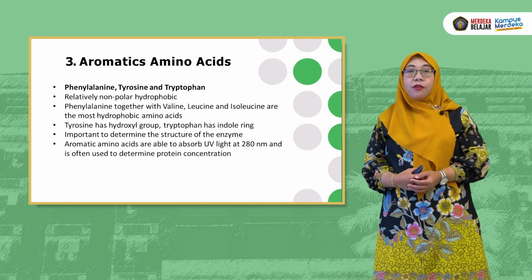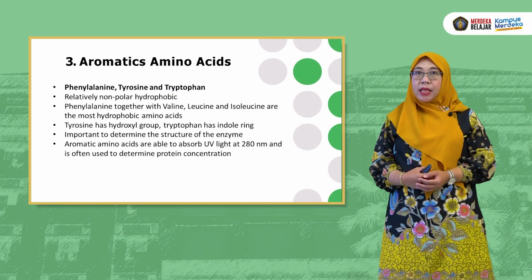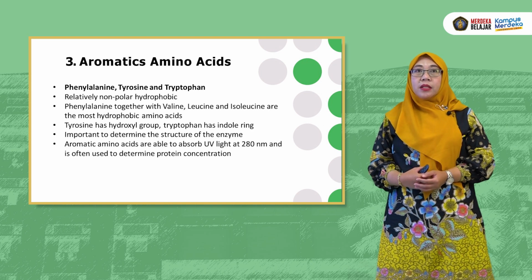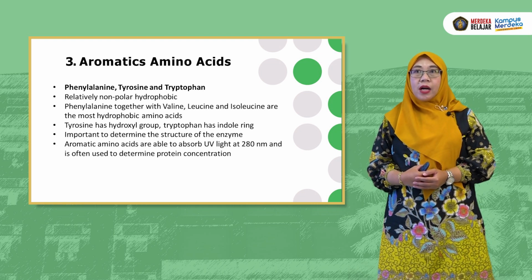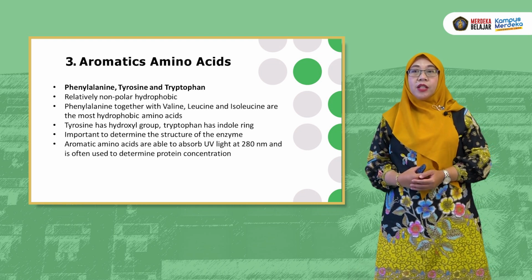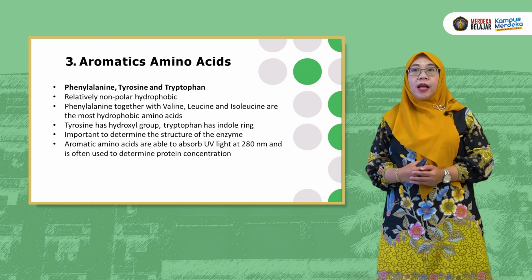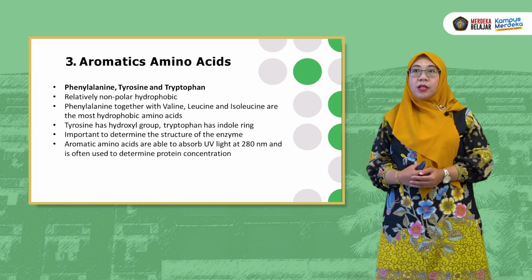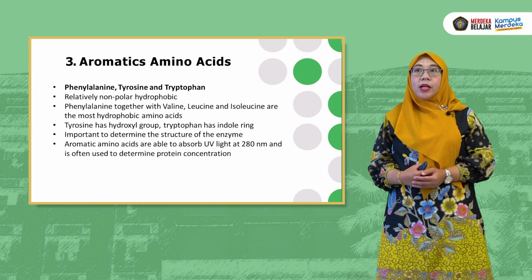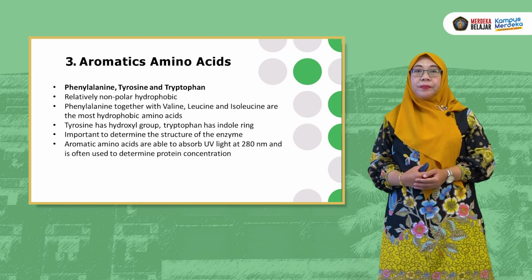The next category of amino acids is aromatic amino acids. These are phenylalanine, tyrosine, and tryptophan. These amino acids are relatively nonpolar and hydrophobic. Phenylalanine together with valine, leucine, and isoleucine are the most hydrophobic amino acids. Tyrosine has a hydroxyl group, while tryptophan has an indole ring.